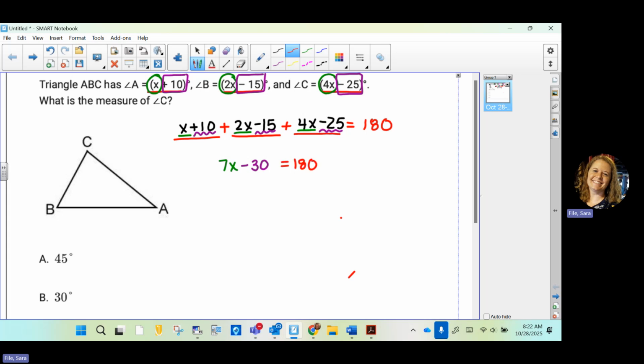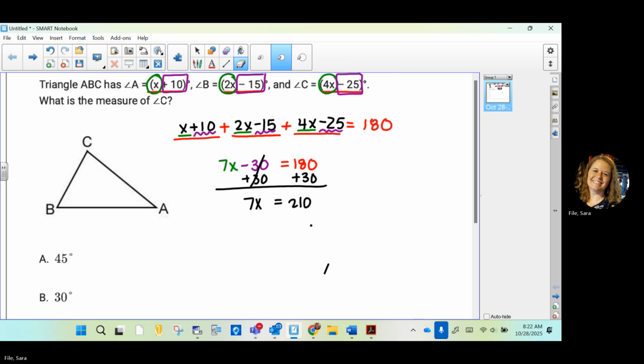But now we have simplified the left side so that we can solve for x. So what am I going to do to get x by itself? Okay, now what do I do to get rid of the 7? And what did you get? What's 21 divided by 7? 3. So 210 divided by 7 is 30. You don't have to do that in your head. You have a calculator. So is the answer B?